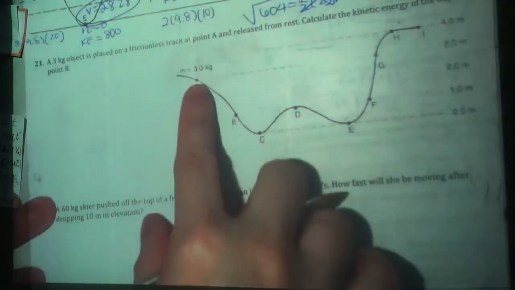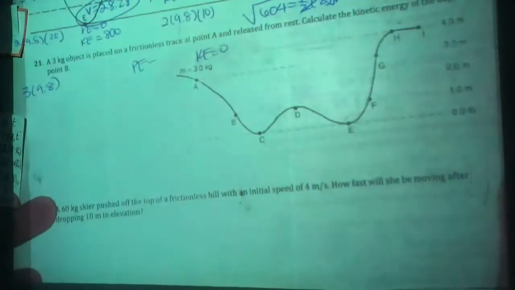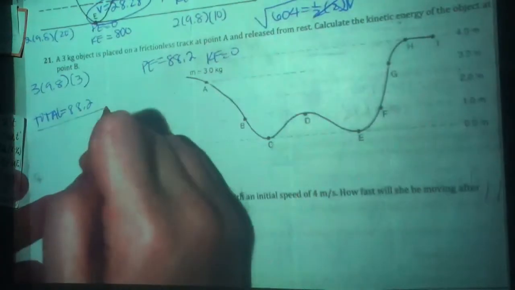3 kilogram object placed on a frictionless track at point A, released from rest, so kinetic is 0, my potential is just mg height of 3, so that gives me a potential energy of 88.2. So my total energy is 88.2, because 88.2 plus 0 gives me that number. And we want to know what the kinetic energy is at point B.